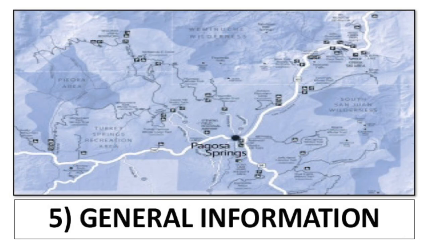And finally, general information. Yes. When we go on holiday, we want to know what places we can visit. Like if I was to go on holiday to Japan, if I want to go to Tokyo, I want to think, okay, what's in Tokyo? If I visit Tokyo, what can I see?